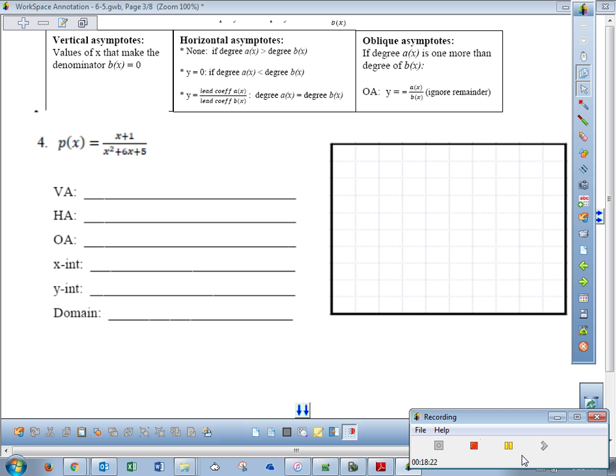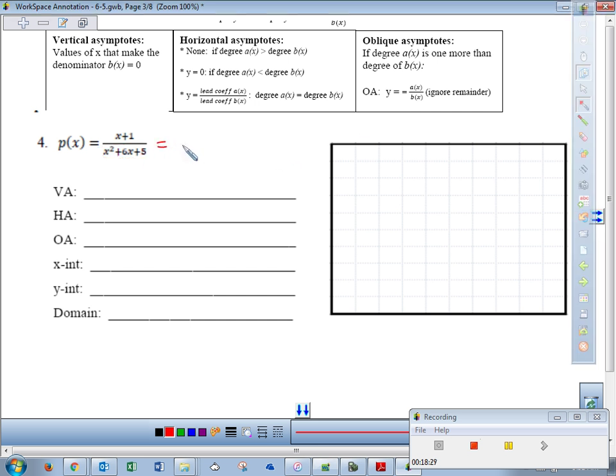Let's try again. Rational function. Let's find vertical asymptotes. We want to know when the denominator is 0. So we better take that quadratic and see if we can factor it. A is 1. Two numbers that multiply together to be 5 and add together to be 6: 5 and 1. So you like to write this off to the side, you get x plus 1 times x plus 5. It's up there, x plus 1.